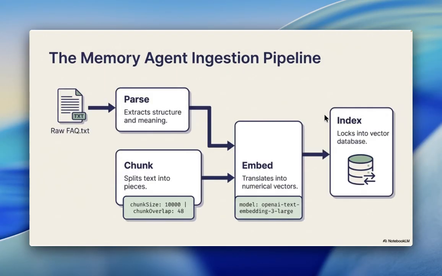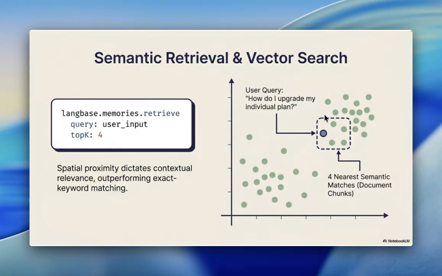Now let's talk about the memory agent ingestion pipeline. So you have a raw facts.txt, you parse it, you extract structure and meaning, and then you chunk, splitting text into pieces. Chunk size is 10,000, chunk overlap is 40. You embed, translating into numerical vectors, with a model like OpenAI text-embedding-3-large. Then you have an index, which locks into the vector database.